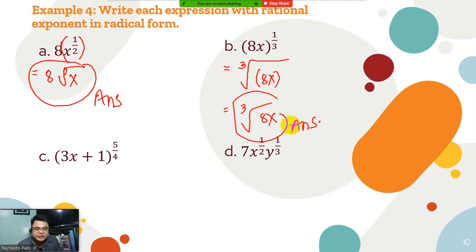How about for letter C? We have 3x plus 1 raised to the power of 5/4. So how are you going to simplify this one, or how are you going to transform this one into a radical expression?